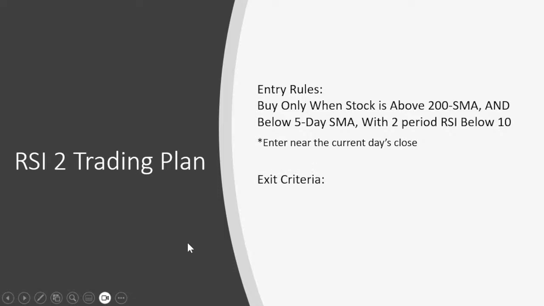And those are the entry rules. Notice that it says here exit criteria. It doesn't say stop loss. It doesn't say profit target. It's an exit criteria. The exit criteria is we exit when price goes above the 5-day simple moving average, and we exit near the close of that day. So we're entering positions and exiting positions near the close of a given trading session. And we're using market orders to get in and out.